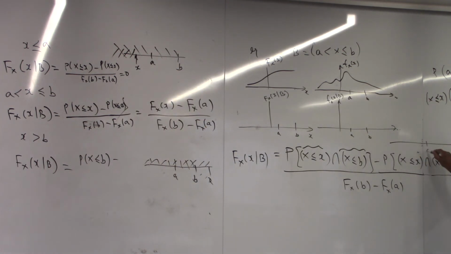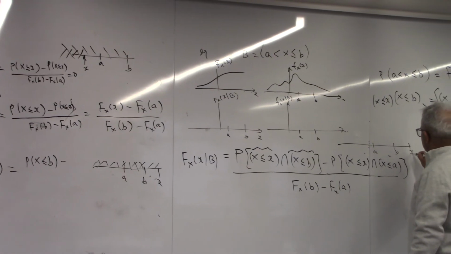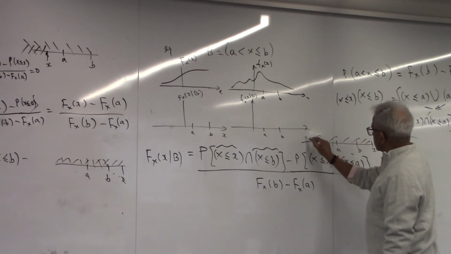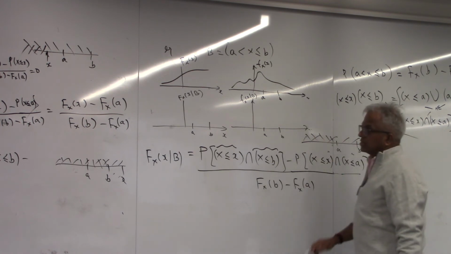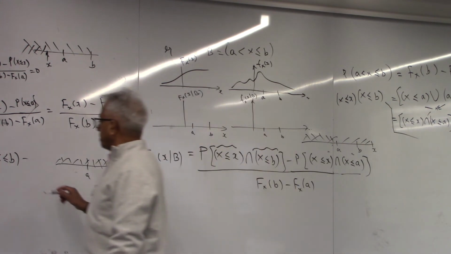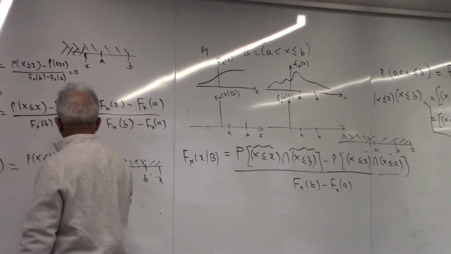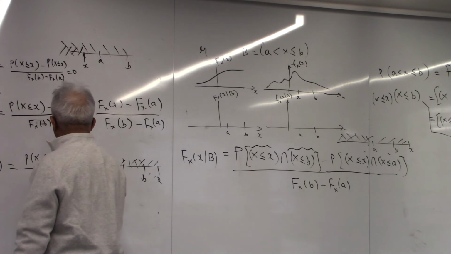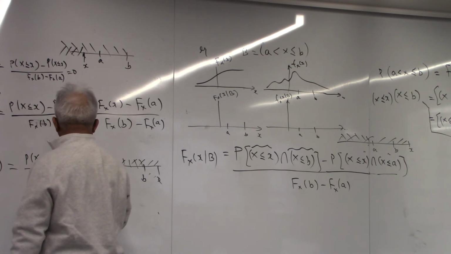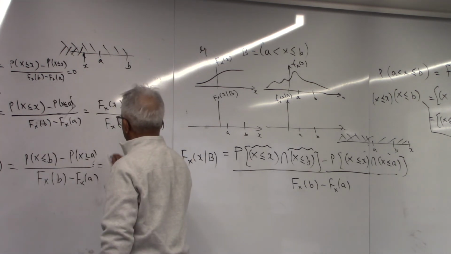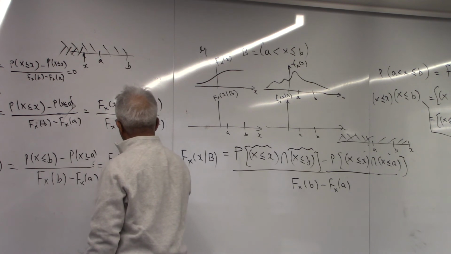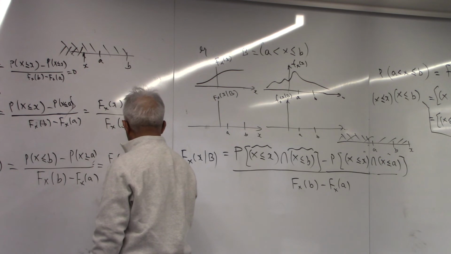So you have a here, b here, and x is here. So the probability of x less than or equal to x, intersection with x less than or equal to b, given x greater than a, the intersection is x less than or equal to a, divided by F_X(b) minus F_X(a). But the numerator is exactly the same, F_X(b) minus F_X(a). So this is F_X(b) minus F_X(a) divided by F_X(b) minus F_X(a), which is 1.